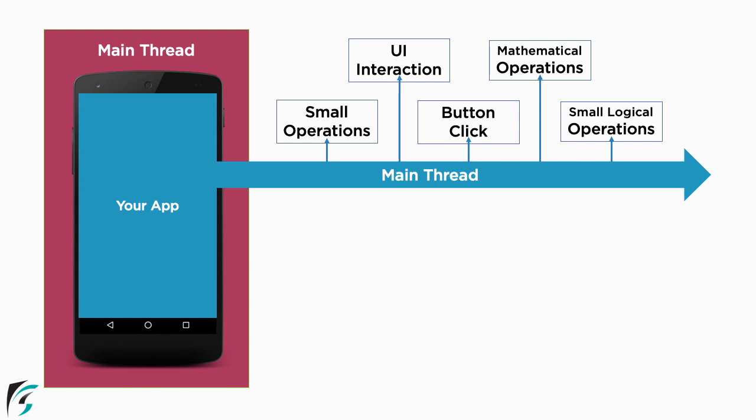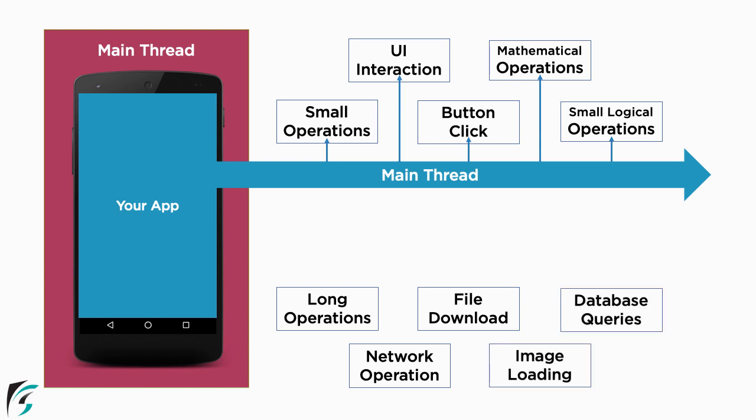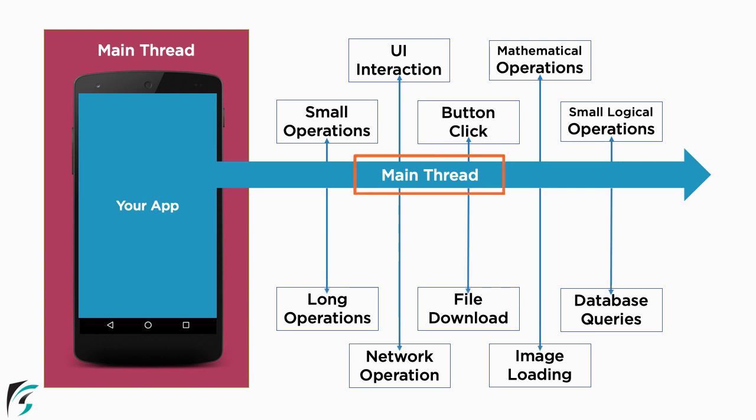Now, what about the long and heavy operations, such as those that require the use of internet, or upload or download of a file from the server, loading and displaying an image from the server, or running some heavy database queries? Well, if you run these heavy operations on the same main thread, then your main thread will be blocked. And when your main thread gets blocked, then your application will freeze. In simple words, your application will get hanged.